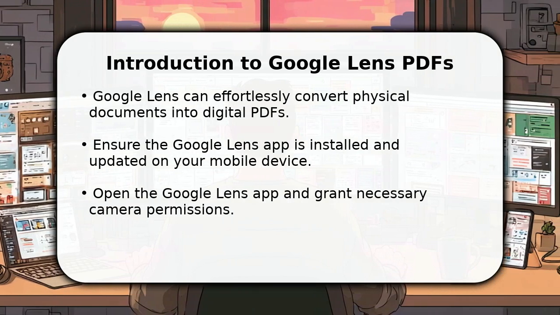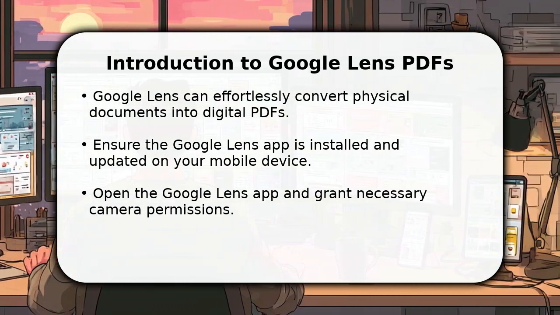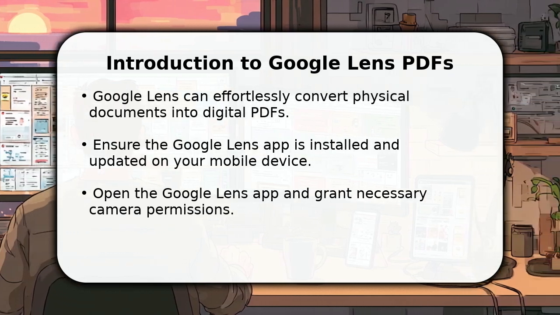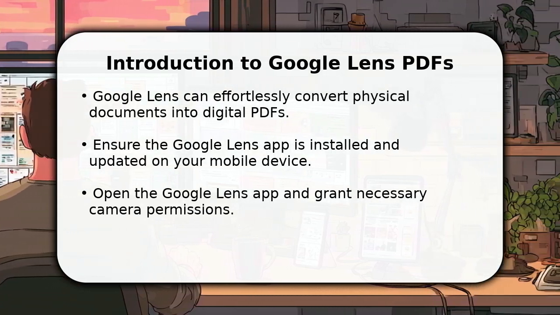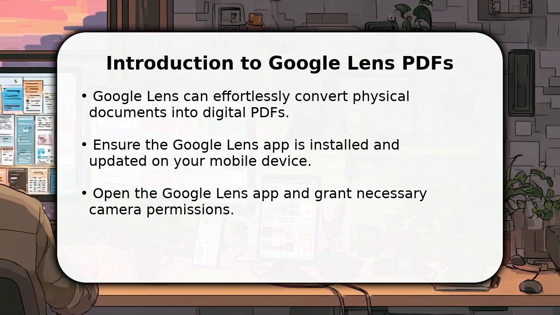Next, launch the Google Lens application. You will immediately see a camera view. Ensure the app has permission to access your device's camera. This brief setup readies you to transform physical documents into convenient digital files.